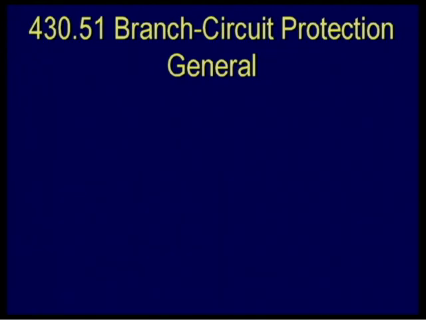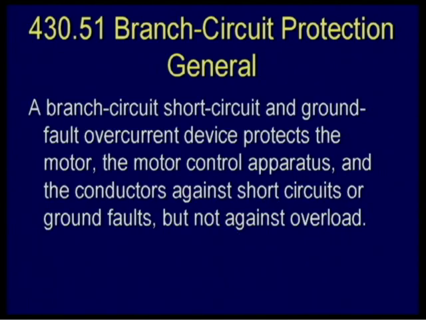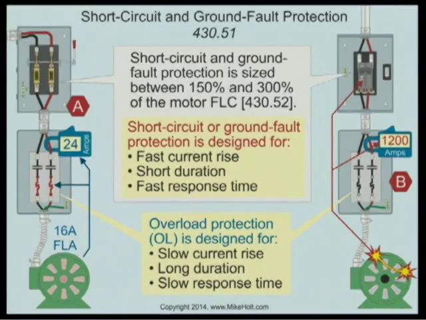430.51, branch circuit protection, the general requirements. A branch circuit, short circuit, and ground fault overcurrent device protects the motor, motor control apparatuses, and the conductors against short circuits or ground faults, but not against overload. We talked about this when we were in Article 240. We talked about the definition of overcurrent. We talked about what an overload was, what a short circuit was, what a ground fault was.